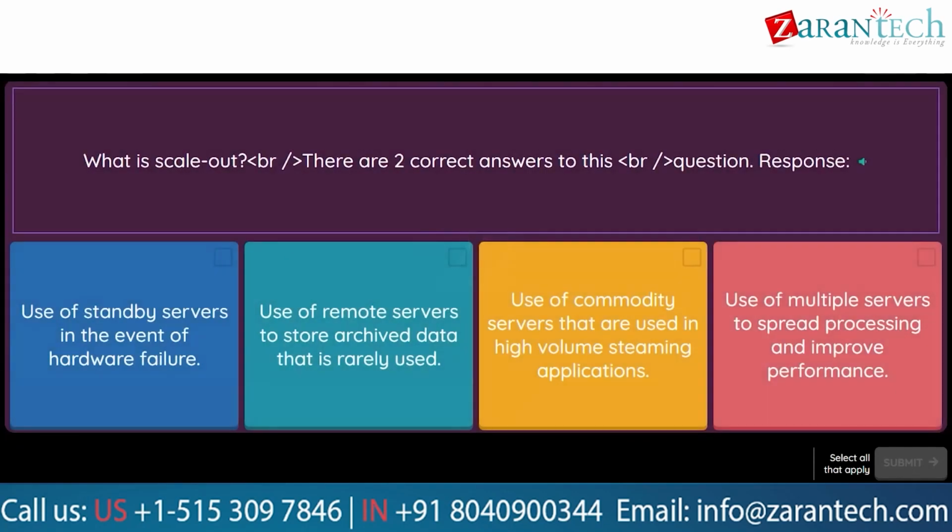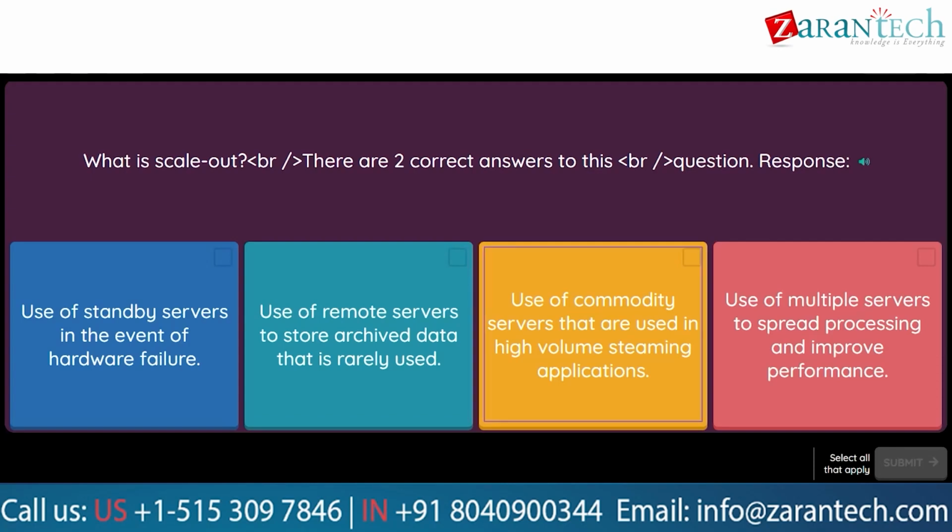Question: what is scale out? There are 2 correct answers to this question. Option 1. Use of standby servers in the event of hardware failure. Option 2. Use of remote servers to store archived data that is rarely used. Option 3. Use of commodity servers that are used in high-volume streaming applications. Option 4. Use of multiple servers to spread processing and improve performance.